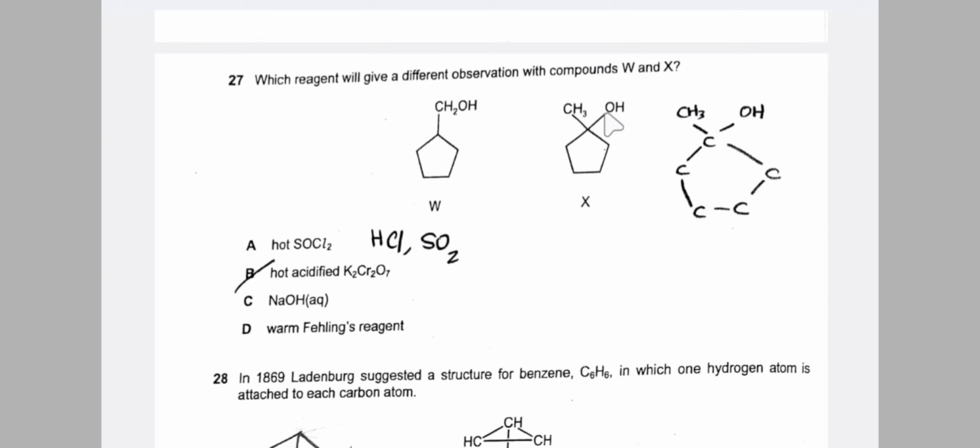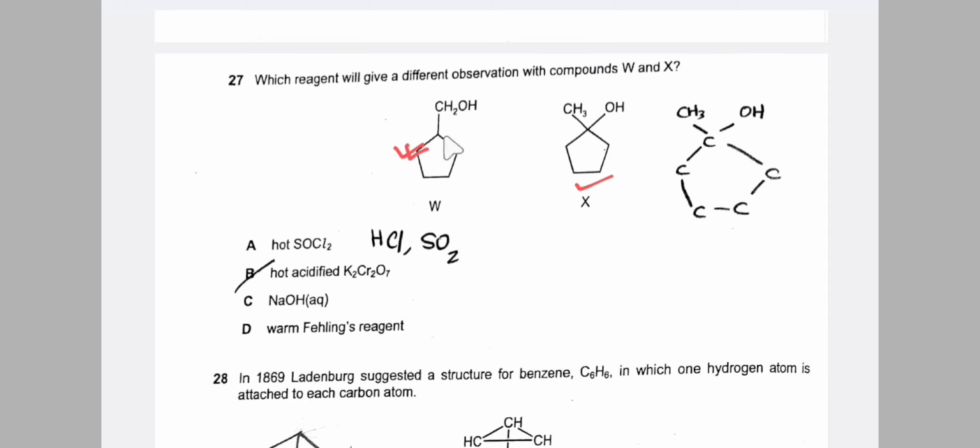If you compare W and X, then W contains a carbon atom that is attached to an OH group, and that carbon atom is attached to one carbon atom, so this is a primary alcohol. For X, the carbon atom that is attached to the OH group is attached to three other carbon atoms, so this is a tertiary alcohol. This carbon atom is attached to one alkyl group, so it is a primary alcohol.